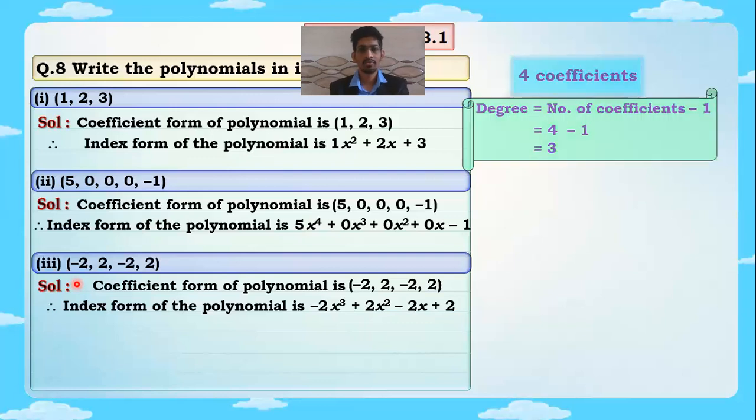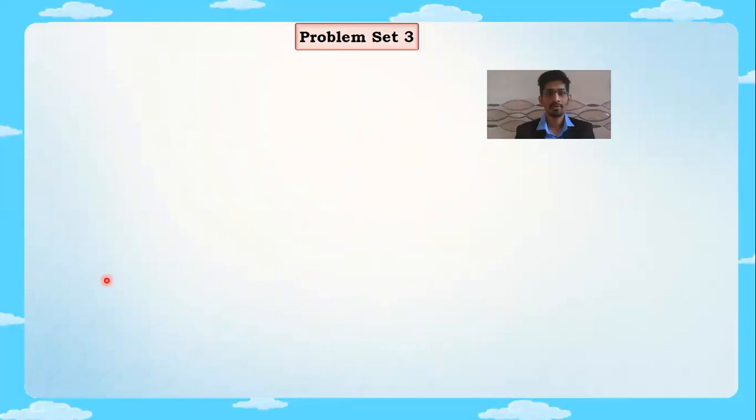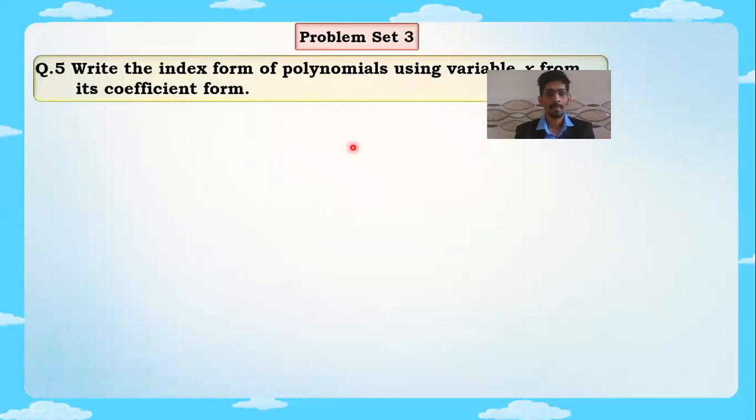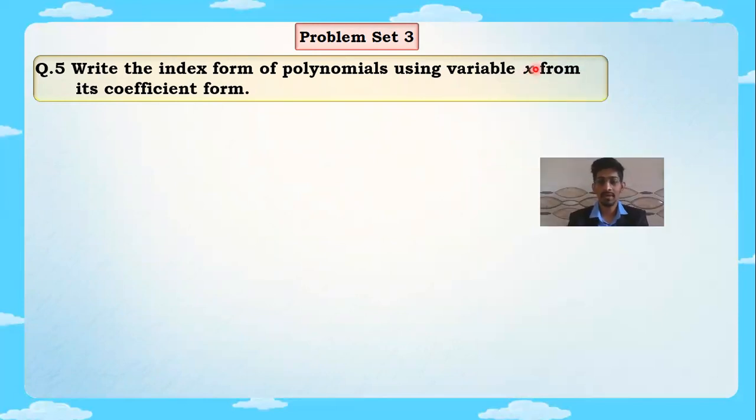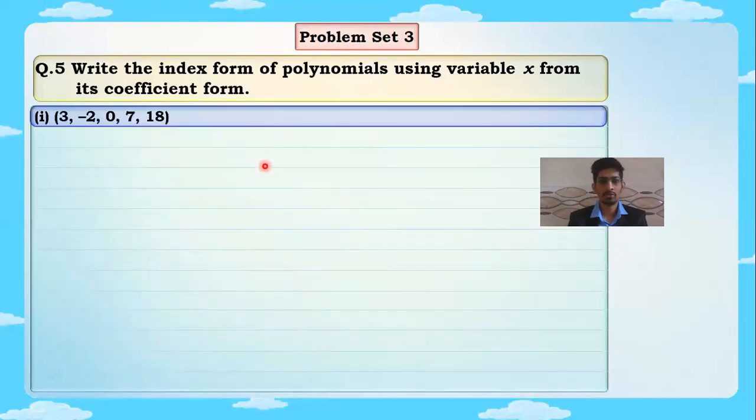And these questions are homework for you all. You can all solve them on your own. Very simple questions. Problem set 3, question number 5. Write the polynomial in index form using variable x from its coefficient form. Now, in this question it is already mentioned which variable to use, x. If it is mentioned, we have to use x only. We can't use m, y, or any other variable; we have to use x. So again, same question, you can solve it on your own.